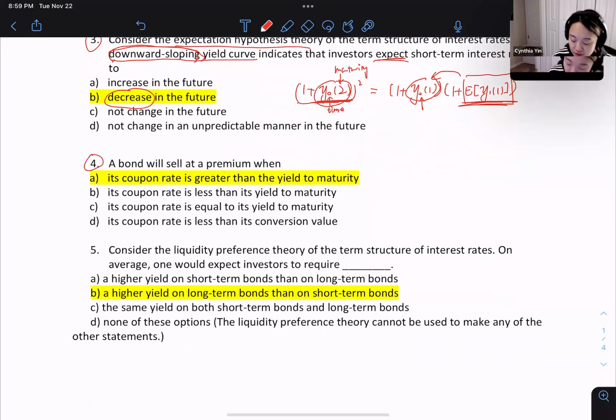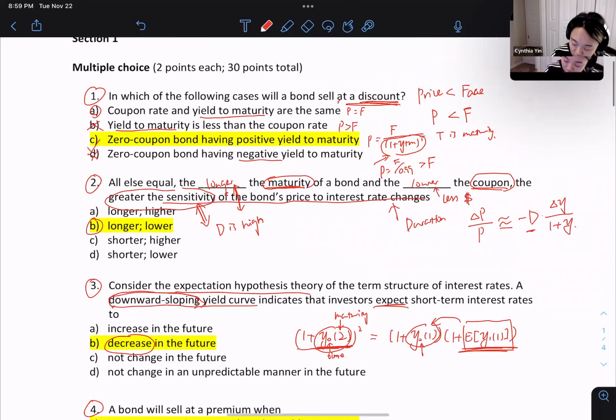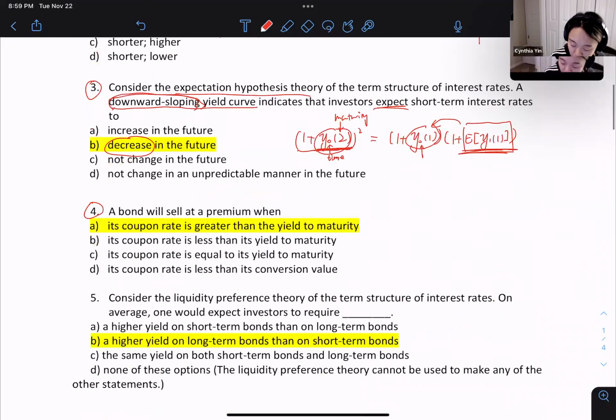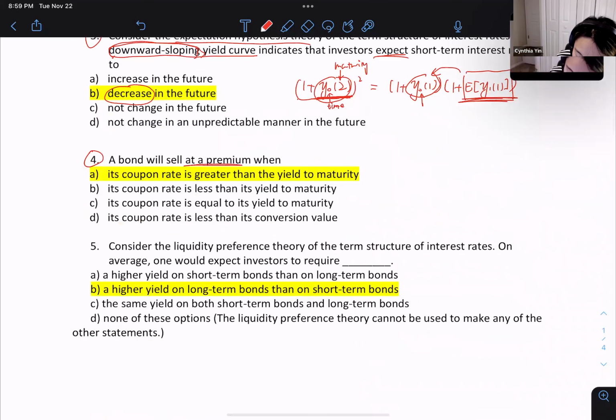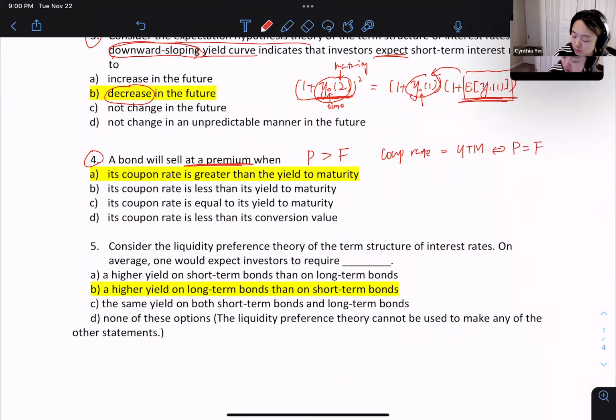Question 4. So 4 is very similar to 1. Question 1 is asking about selling at a discount. Question 4 is asking about selling at a premium. Selling at a premium means the price is greater than the face value. Okay. If the coupon rate equals the yield to maturity, then P will equal F. Price and face value will be the same. And we know if the yield to maturity is higher, the price will be lower. They are negatively related.